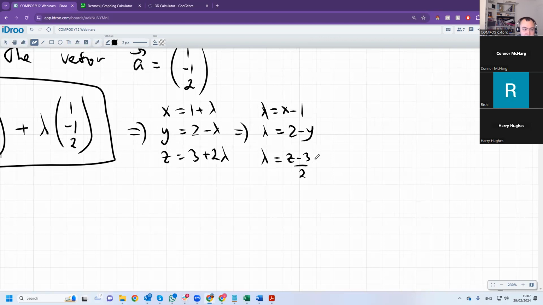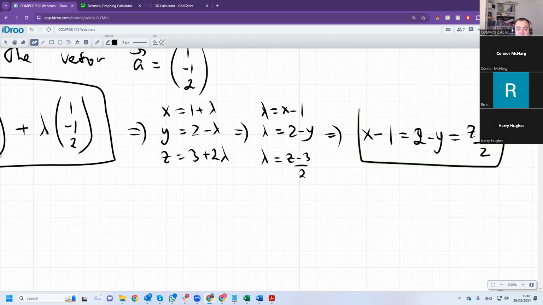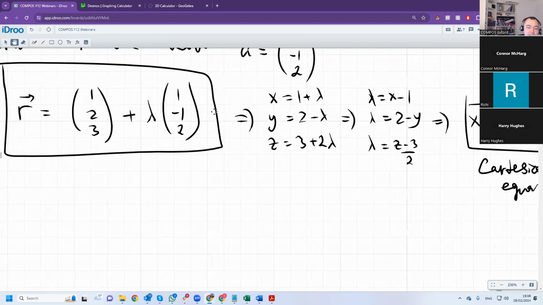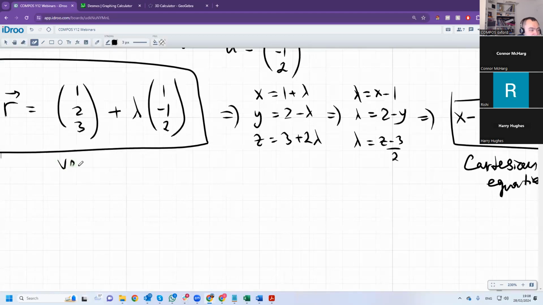And because it's all equal to lambda, we can express it as x minus 1 equals 2 minus y equals z minus 3 over 2. And this is the Cartesian equation. And this is the vector equation.